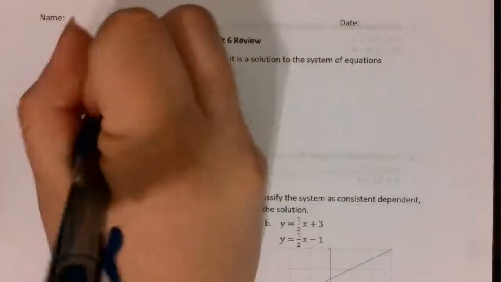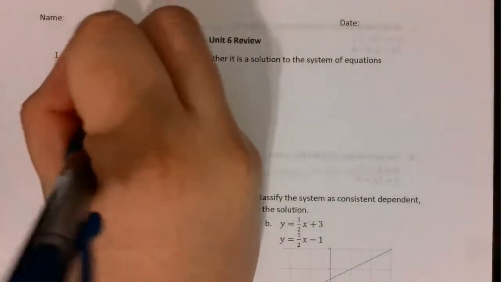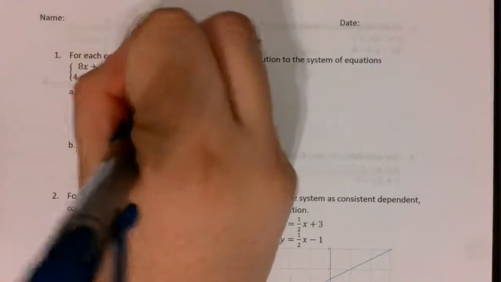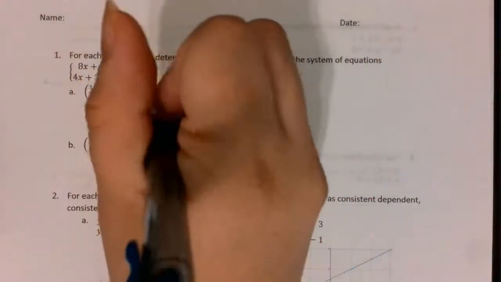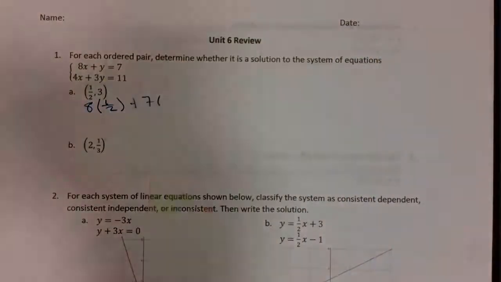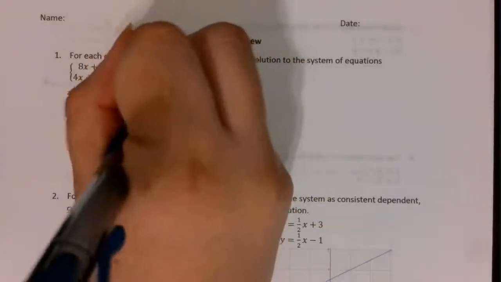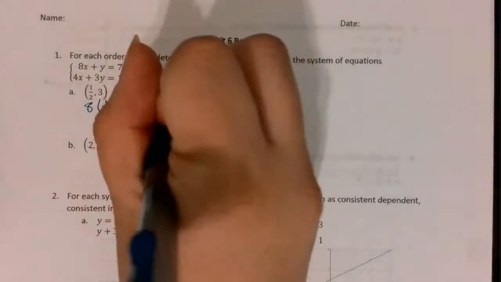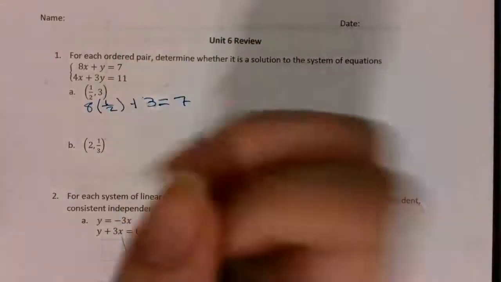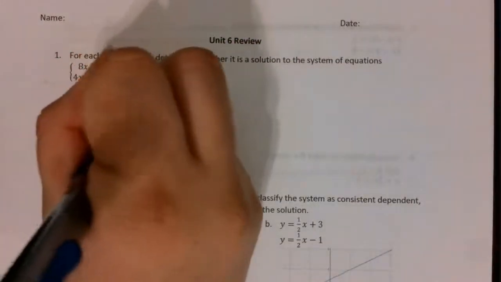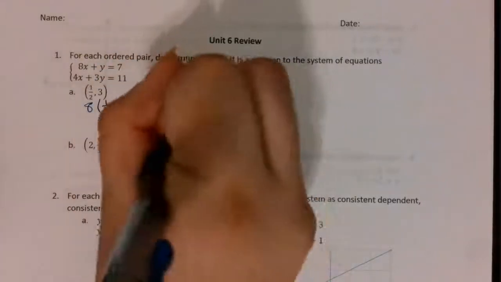So I have 8 times 1/2 plus 3 equals 7. I don't know where I got that 7 from. So 8 times 1/2 is 4. 4 plus 3 equals 7. That's a good step. I'm going to go check the second equation.